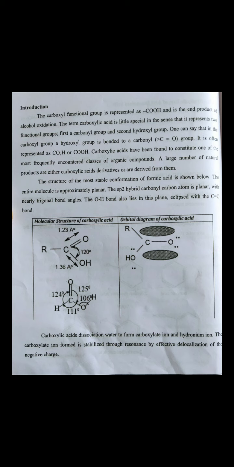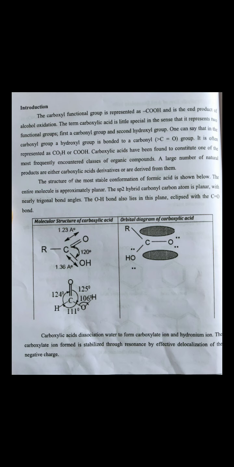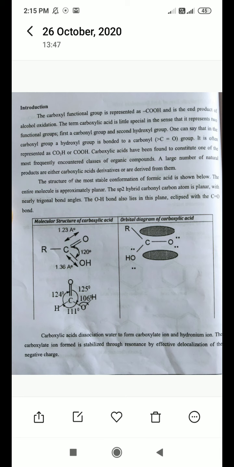Conformation, you might have studied in your first year, like stereochemistry. What is the conformation, how does it look, what is the orientation, how does it rotate? These are all about stereochemistry. Now just look at how this formic acid looks. The sp2 hybrid carbonyl carbon atom is planar with nearly trigonal bond angles. The OH bond also lies in this plane, eclipsed with the C double bond O.